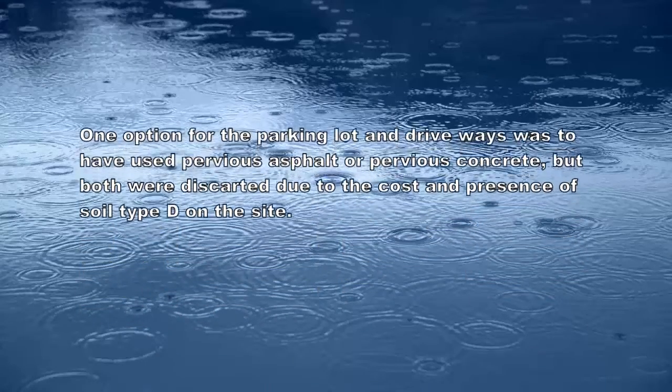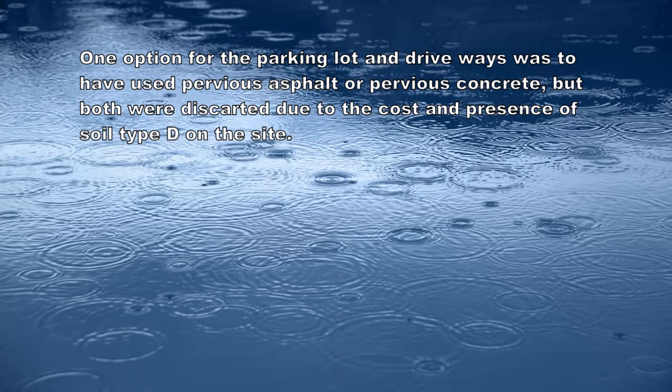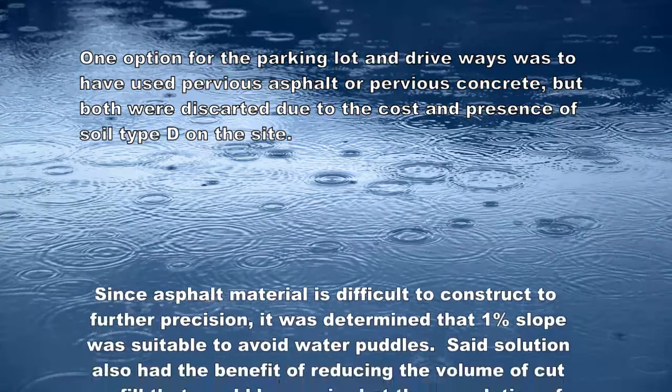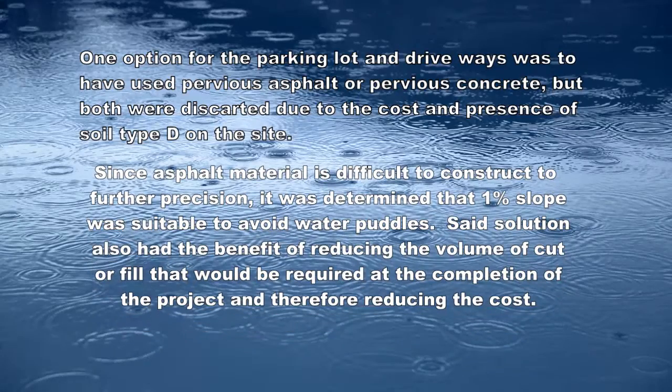One option for the parking lot and driveways was to use pervious asphalt or pervious concrete, but both were discarded due to the cost and the presence of soil type D on site. Since asphalt material is difficult to construct to a further precision, it was determined that a 1% slope was suitable to avoid water puddles. Said solution also had the benefit of reducing the volume of cut or fill that would be required at the completion of the project, and therefore reducing the cost.